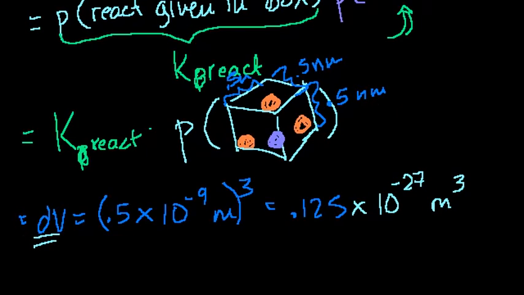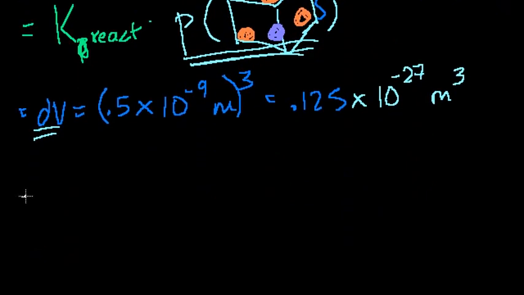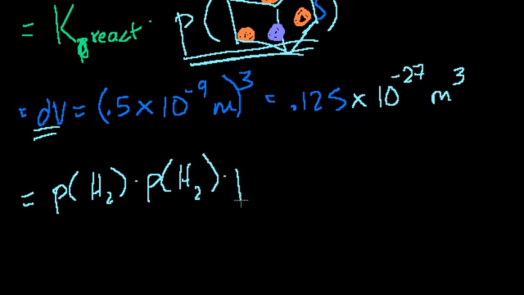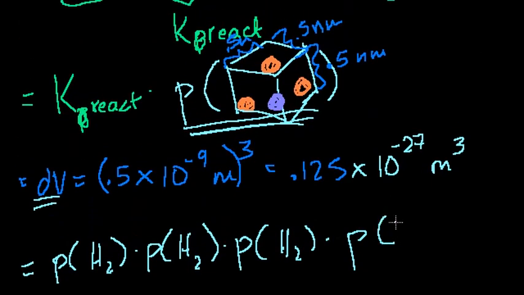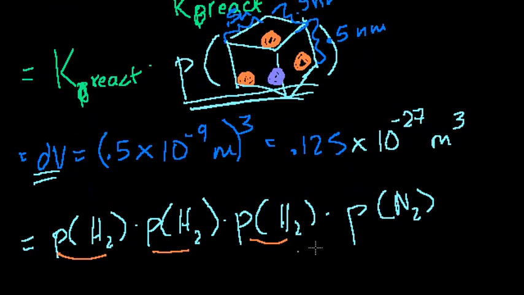Let's figure out what's the probability. So this is the probability in the box, right? That's what we're concerned with. Well, the probability in the box is the probability that I have one hydrogen in the box times the probability that I have another hydrogen in the box times the probability that I have another hydrogen in the box. These are all in the box probabilities, times the probability that I have a nitrogen in the box. I'll do the nitrogen in a different color, I'll do this one in purple.